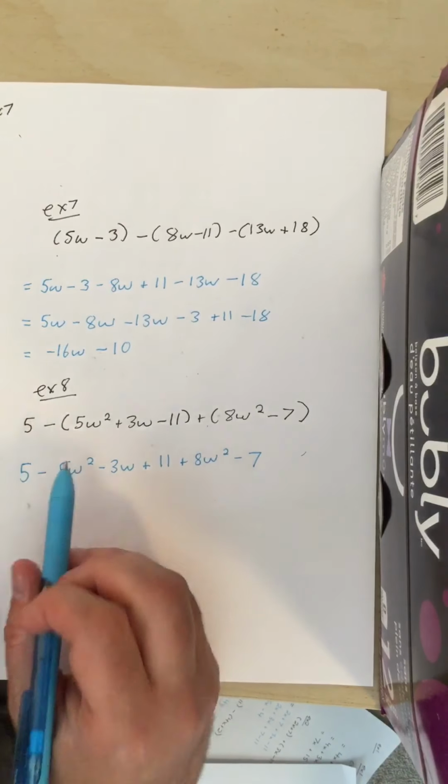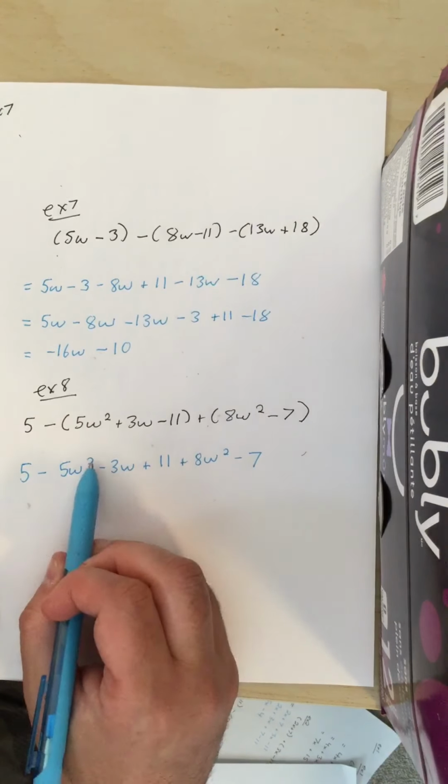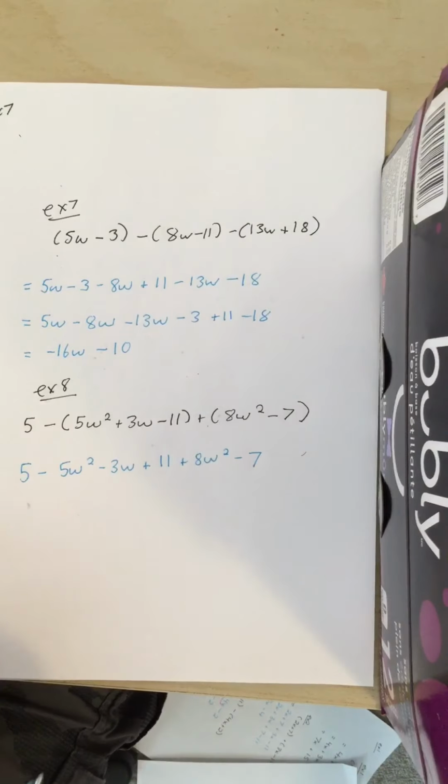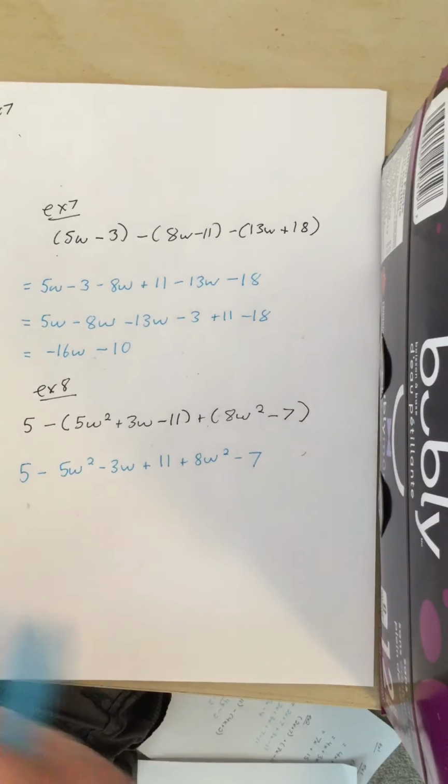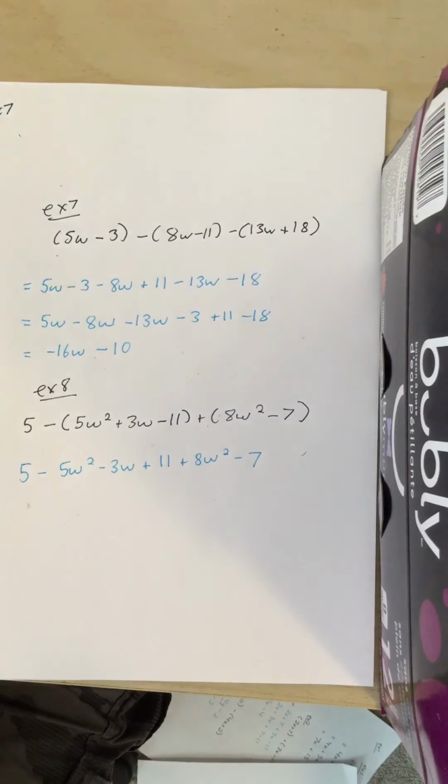So we're going to collect the like terms. Remember, w squared and w are not like terms because that's a squared and that's not. I'm going to do it in the order. I'm going to do the squared terms first, and then the non-squared term, and then the numbers. Ideally, that's the way you want to do it.